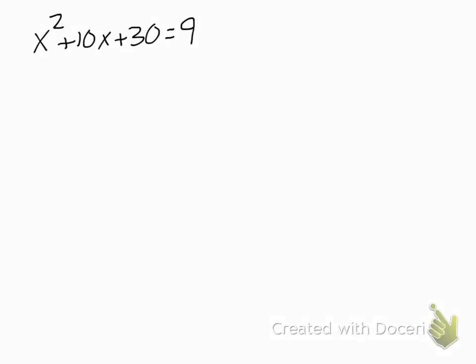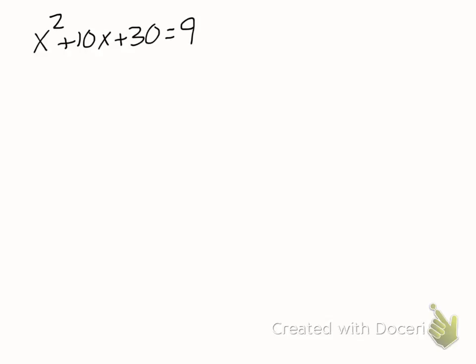So the example that I'm giving for this is solve x squared plus 10x plus 30 equals 9, which actually is problem, I think, 7 from the completing the square worksheet that I gave you guys. So you guys should already know the answer because we completed the square on this. So now let's use the quadratic formula to see if we can get the same thing.